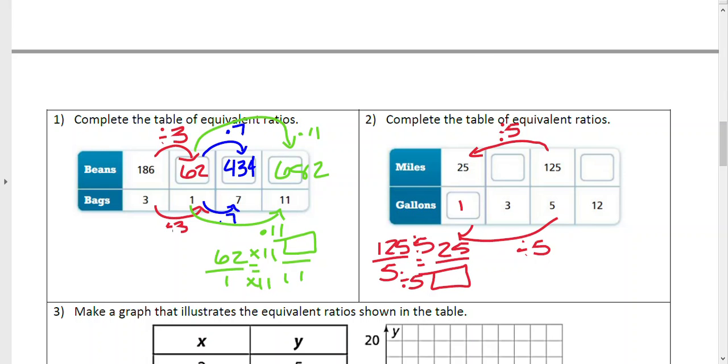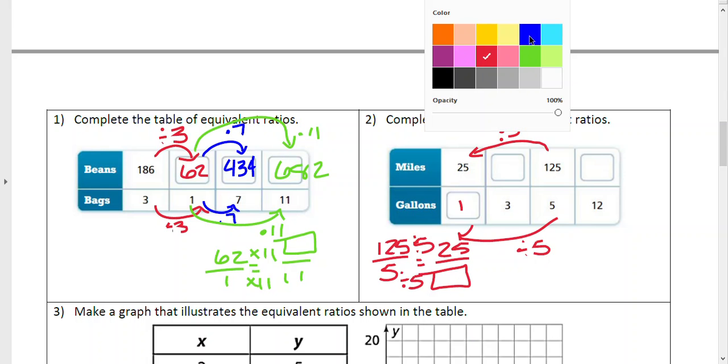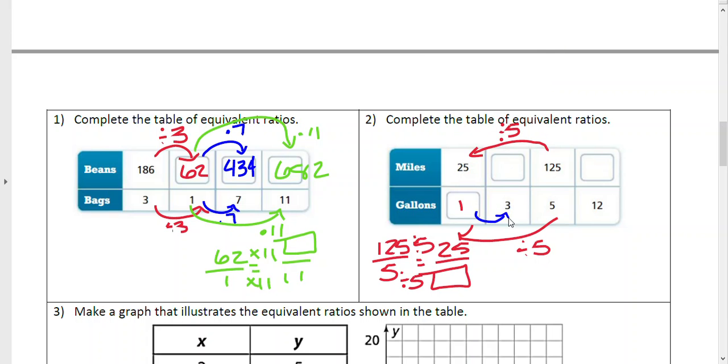Now that I know that one, I can now get from this blank for the 3 because I know the 1. So I know 1 times 3 will be 3. So now I need to do 25 times 3, which will be 75. And then there's more than one way to get out to this 12. You could use the 3 one because 3 times 4 is 12. You could also use the 1 because 1 times 12 is 12.